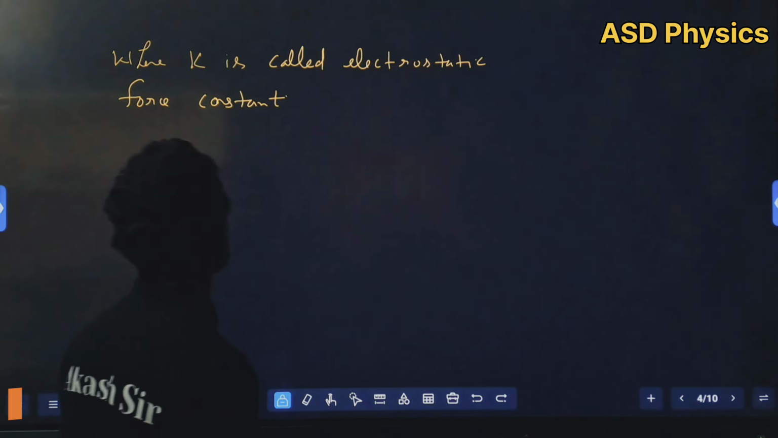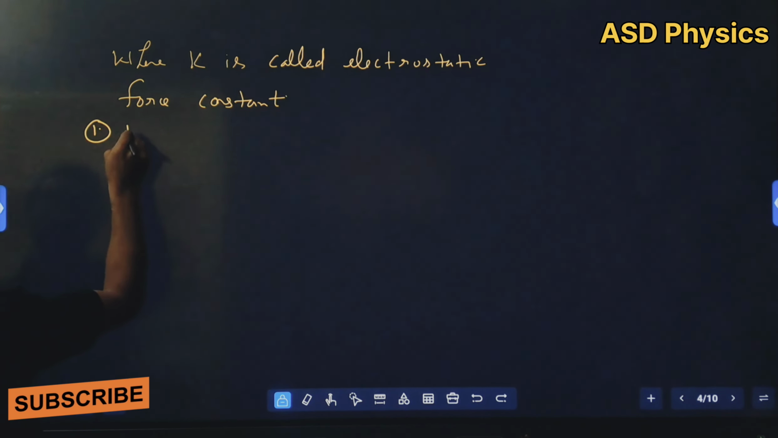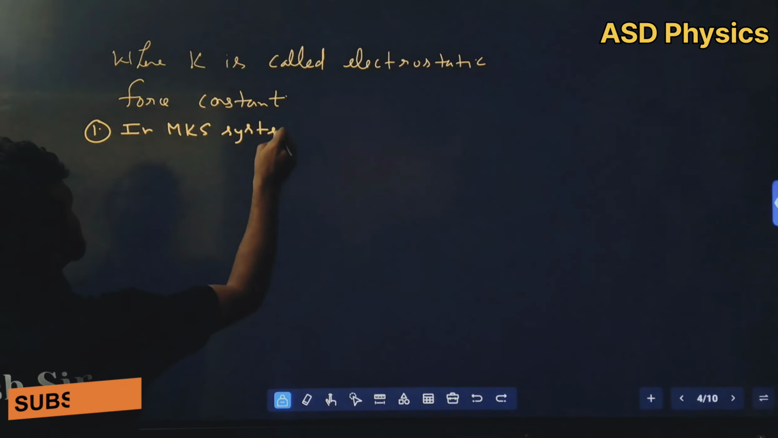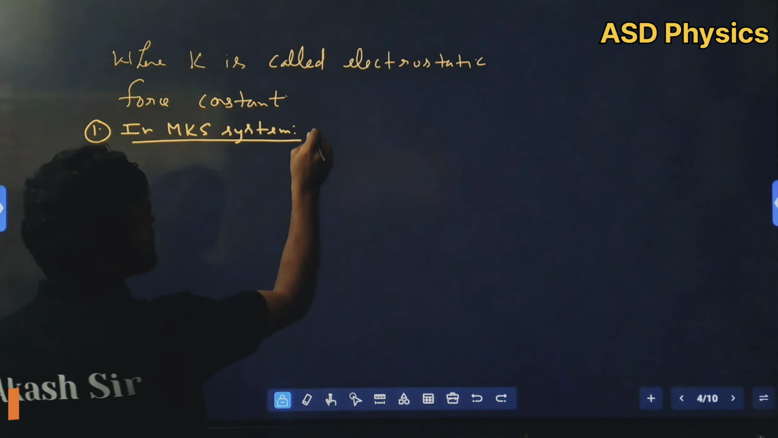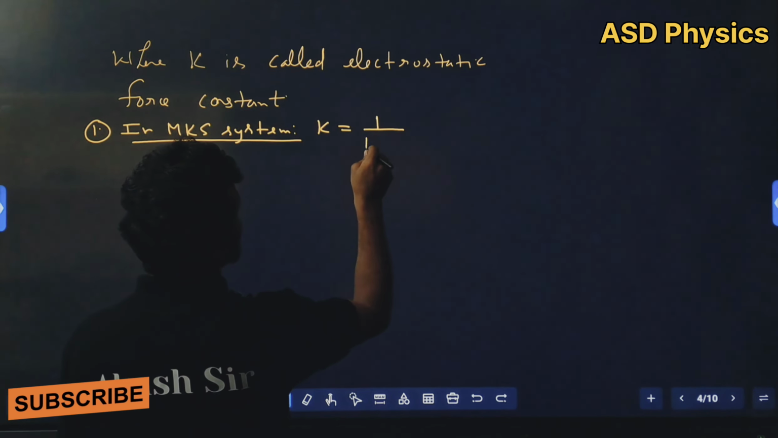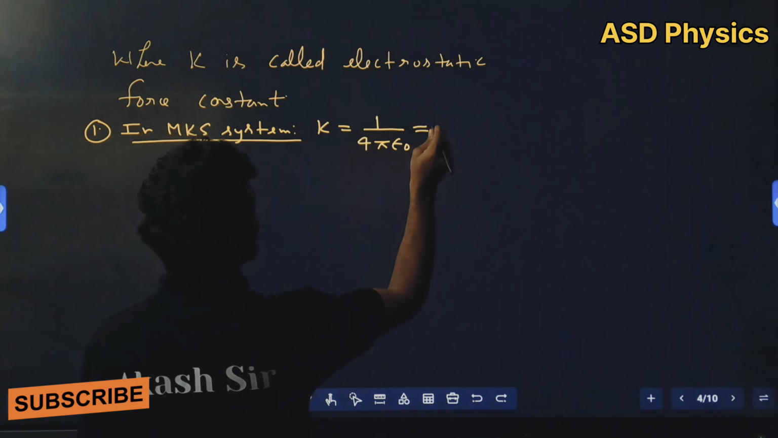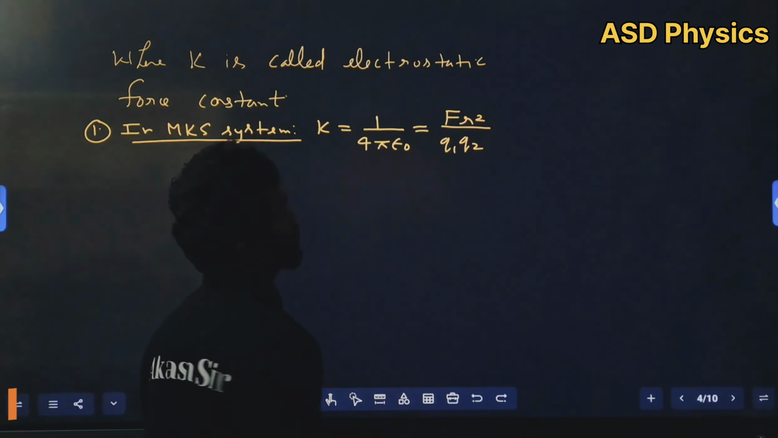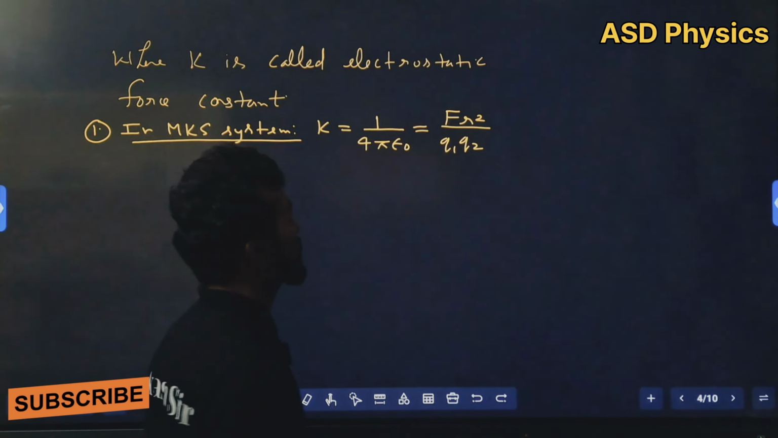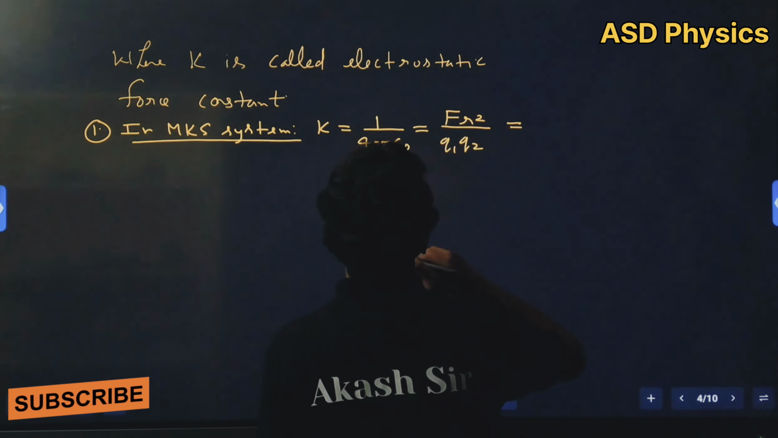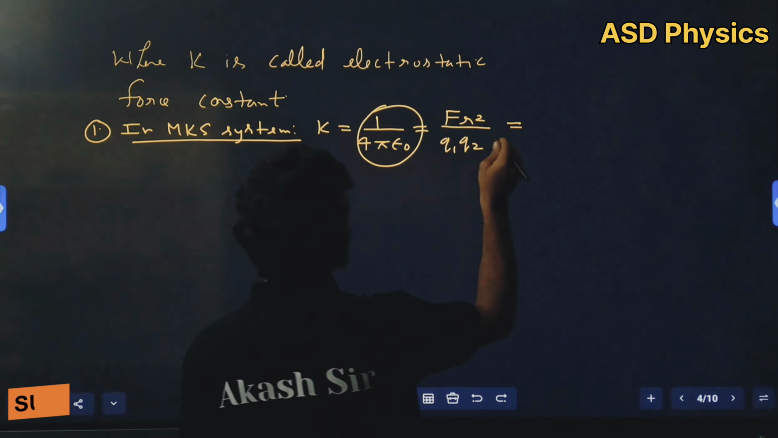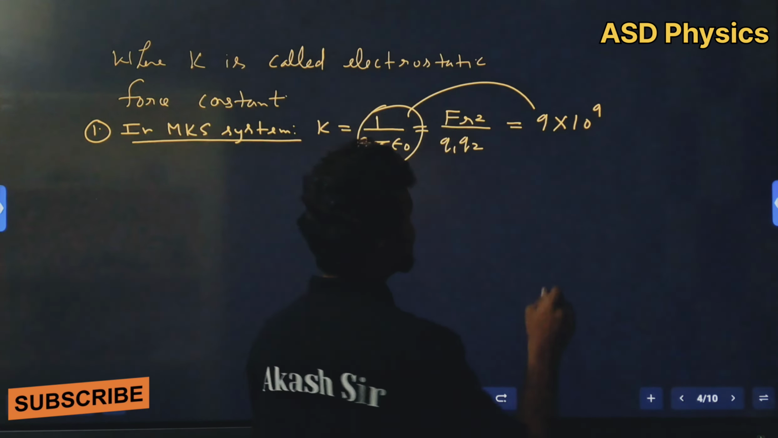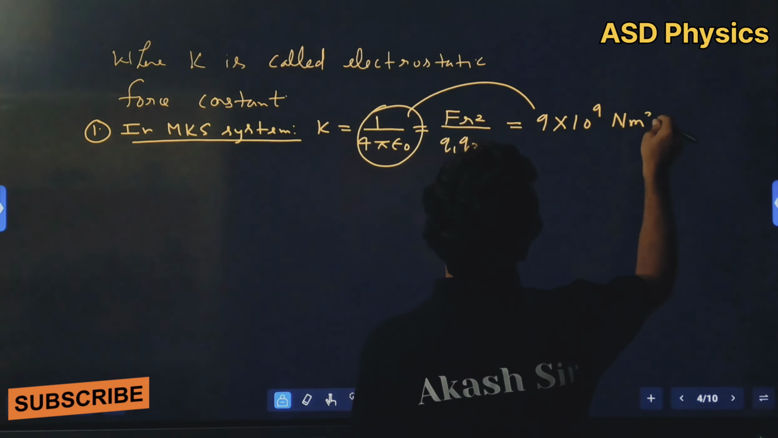First, in the SI system, or MKS system, this value of K we normally write as 1 by 4 pi epsilon naught. It equals F r square by Q1 Q2, where I am writing F for F vacuum. This value is 9 into 10 to the power 9, with units Newton meter square per coulomb square.